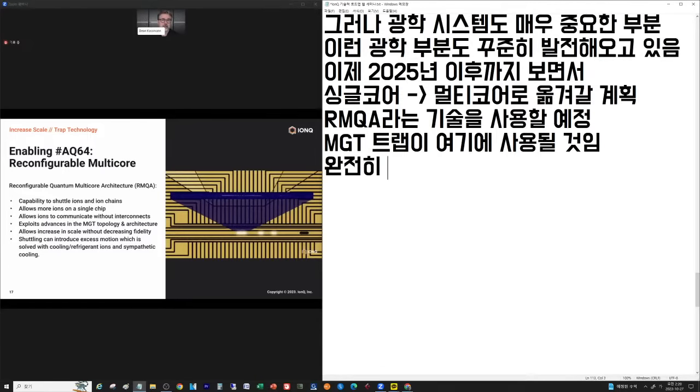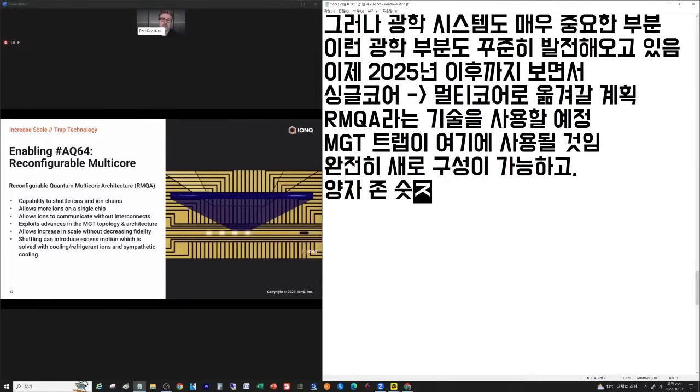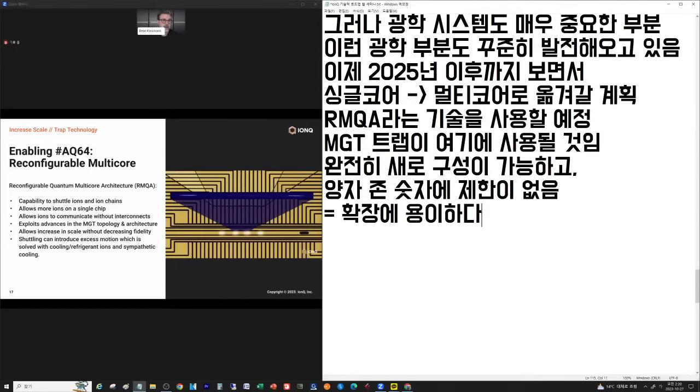They rely on shuttling. Where others shuttle single ions, we shuttle chains in this architecture. Shuttling chains allows us to reduce the overall overhead and performance hit that's induced by shuttling. Shuttling can introduce heating from excess motion, but that's solved with refrigerant ions and sympathetic cooling. So we have activity occurring within each of the zones in the all-to-all configuration, with all of the zones operating in parallel. That allows us to increase scale without sacrificing fidelity.